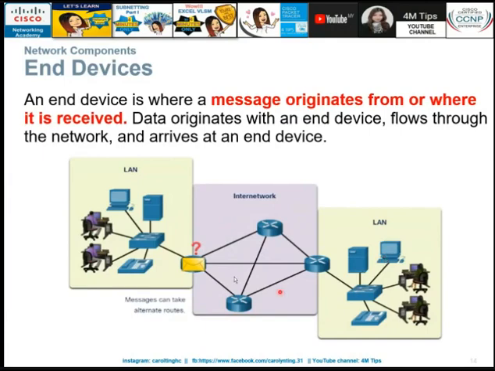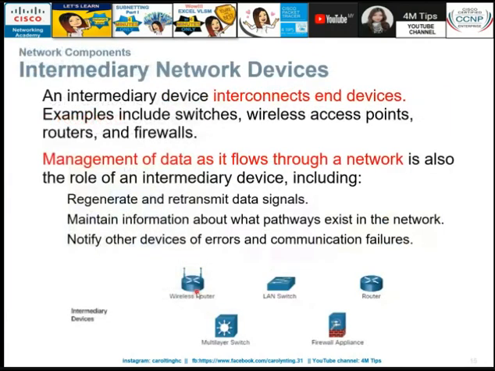So what types of intermediary device are located here? It will be in this slide. It can be the router, it can be the LAN switch, it can be the multilayer switch, it can be the firewall. Okay? So that will be the second component that we call the intermediary network device.